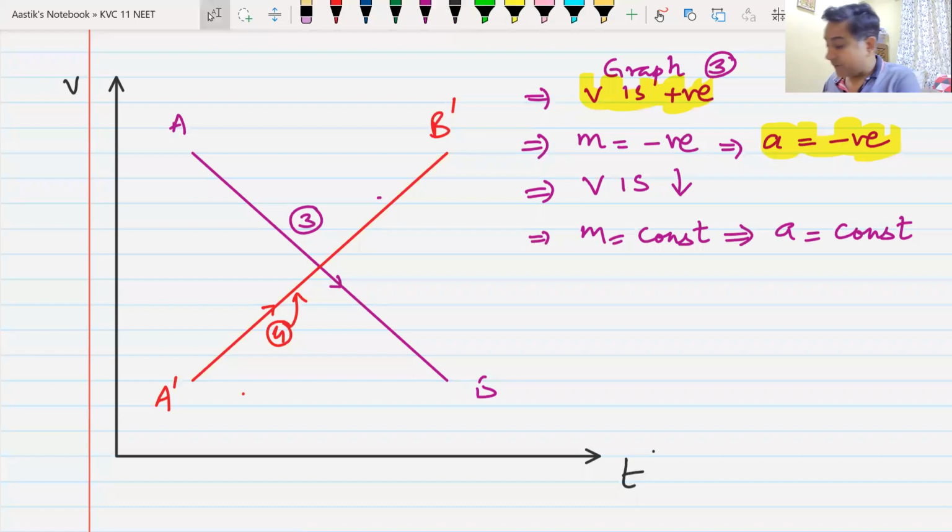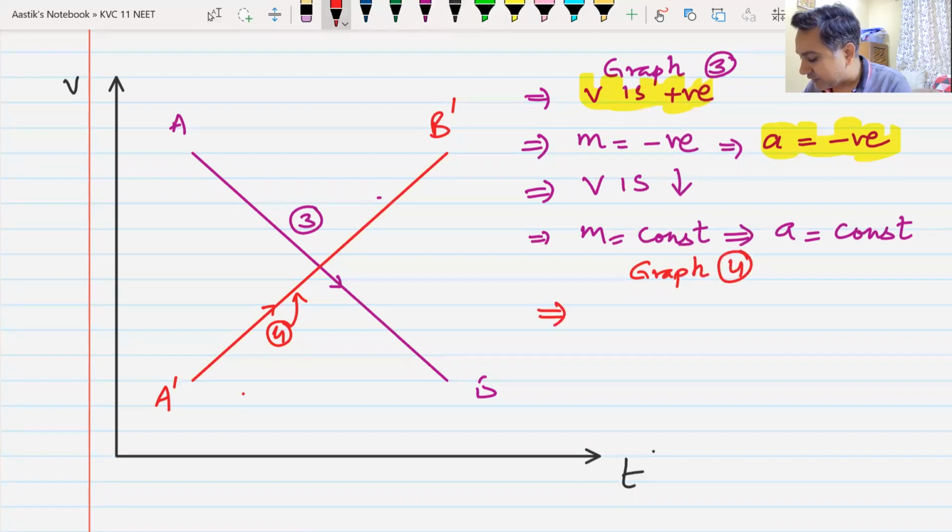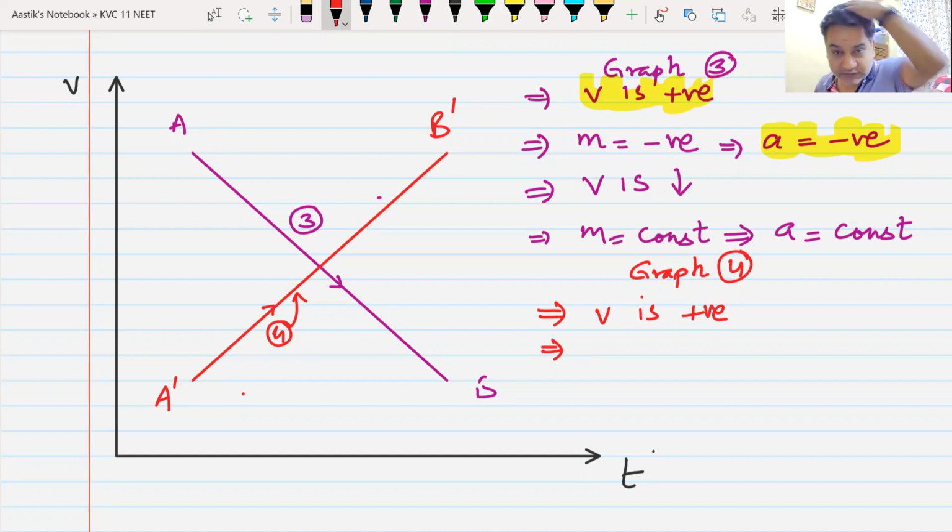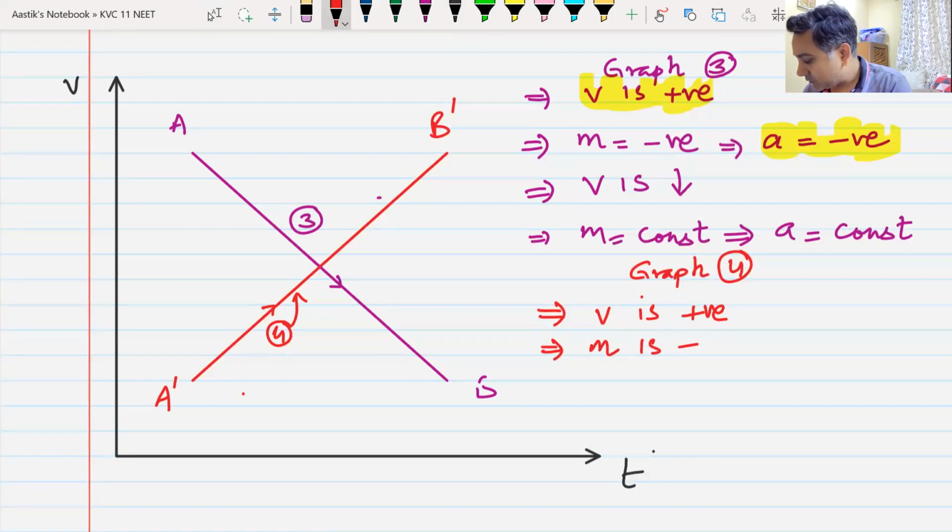Okay. So graph number 4, can anyone tell me what is happening in graph number 4? Is the velocity positive or negative? Tell me about velocity first. It's a VT graph. Velocity is positive. What can you say about the slope of this graph? Is the slope of the graph positive or negative? Slope of the graph is positive. That means acceleration is positive.